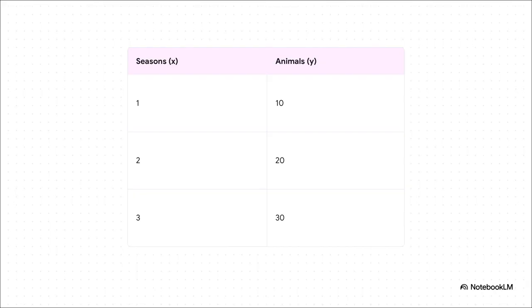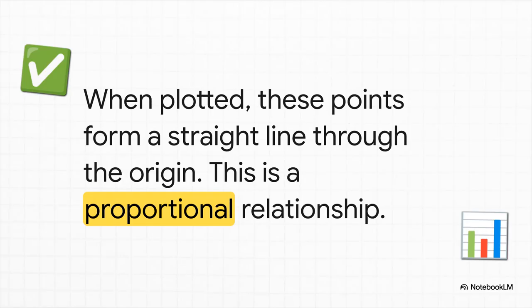And here you can see how that story becomes data. After one season, Jacob's got 10 animals. After 2 seasons, he has 20. And after 3, he has 30. The constant ratio is totally clear. It's 10 new animals every single season. So, since plotting those points gives you that telltale straight line going right through the origin, the lesson confirms it. The growth of Jacob's herd, it's a proportional relationship.